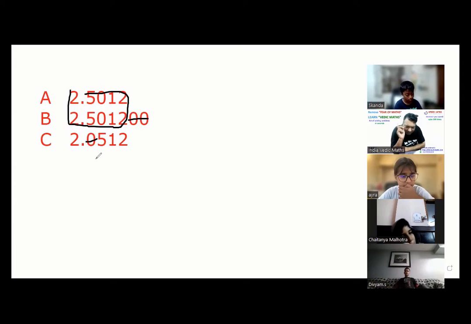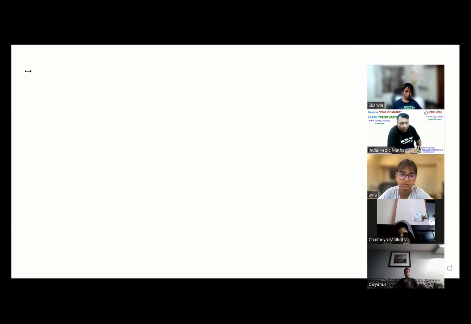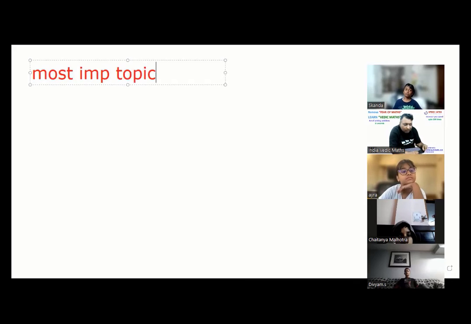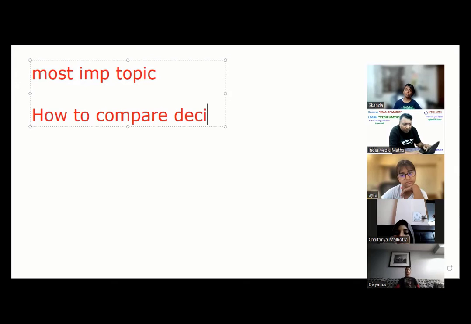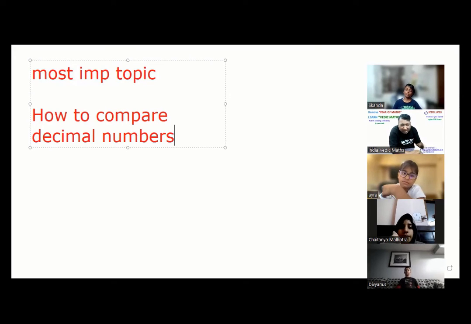Is everybody clear about decimal numbers? Does everybody know how to write them down? Correct? Now the most important topic, which a lot of people find difficult. How to compare decimal numbers. And believe me, I am going to give you very, very hard questions, okay? We start with the easy ones, then we are going to give very hard questions. So everyone has to be very, very focused. How to compare decimal numbers.